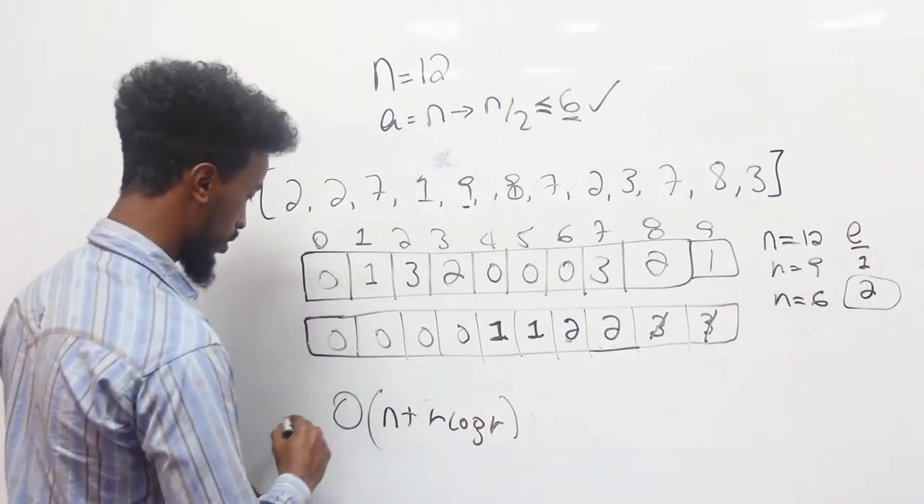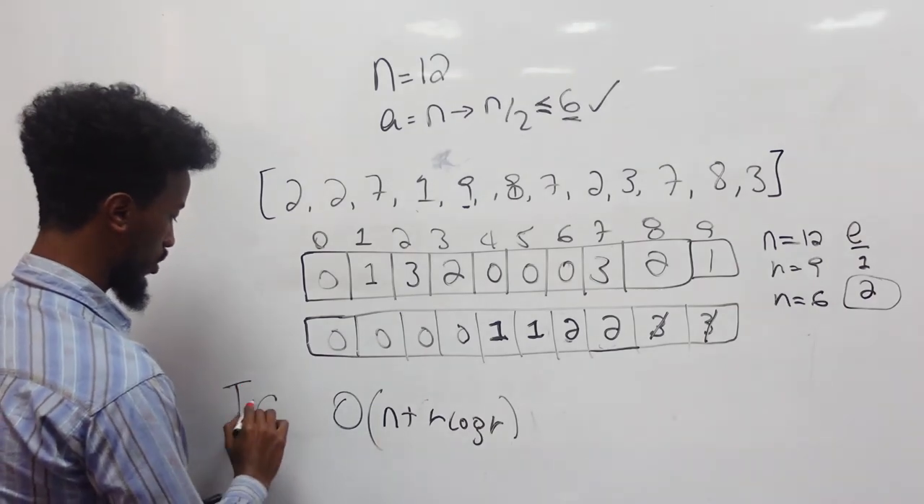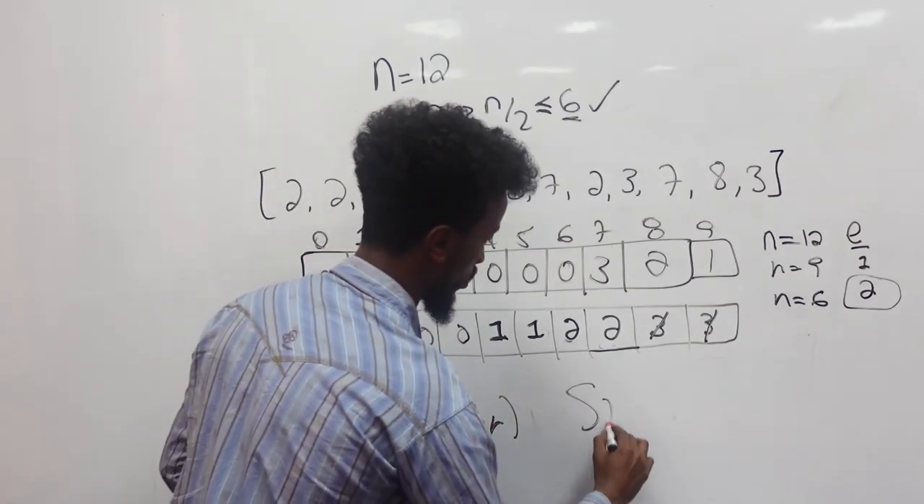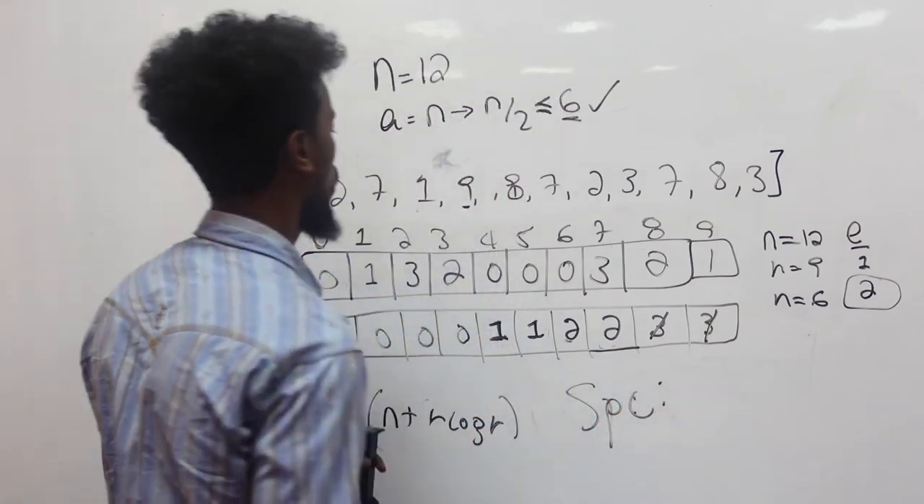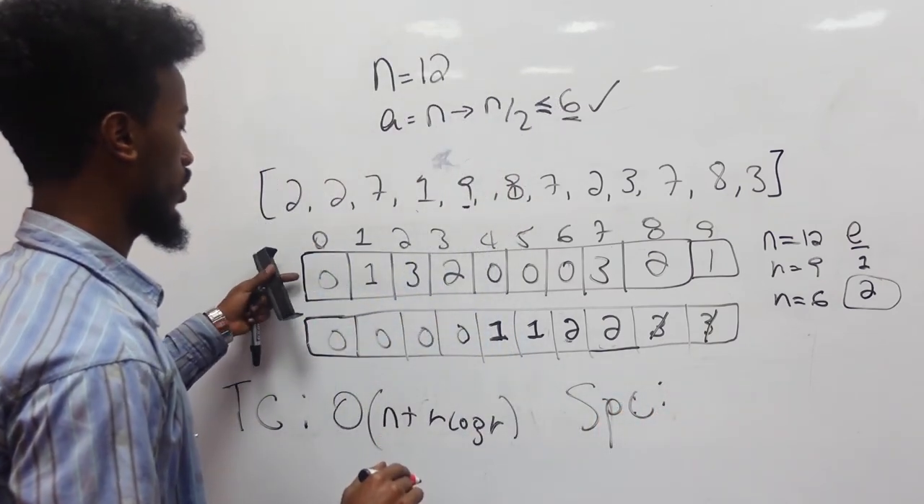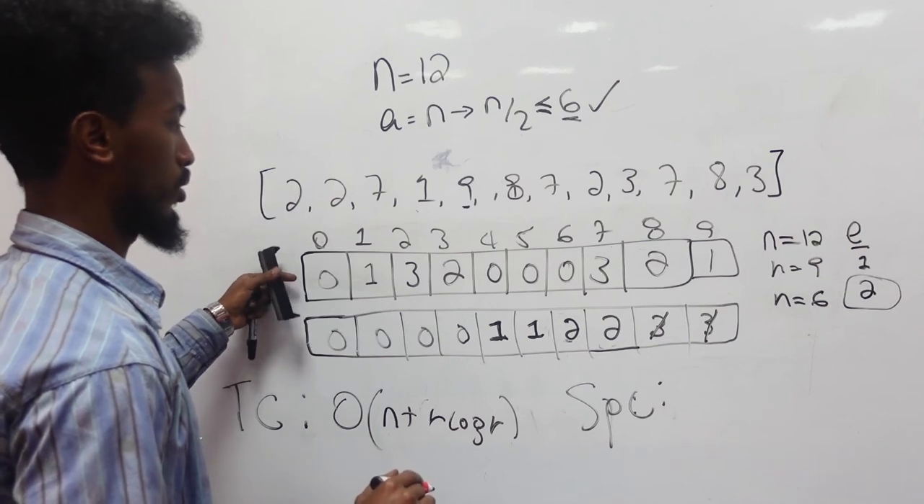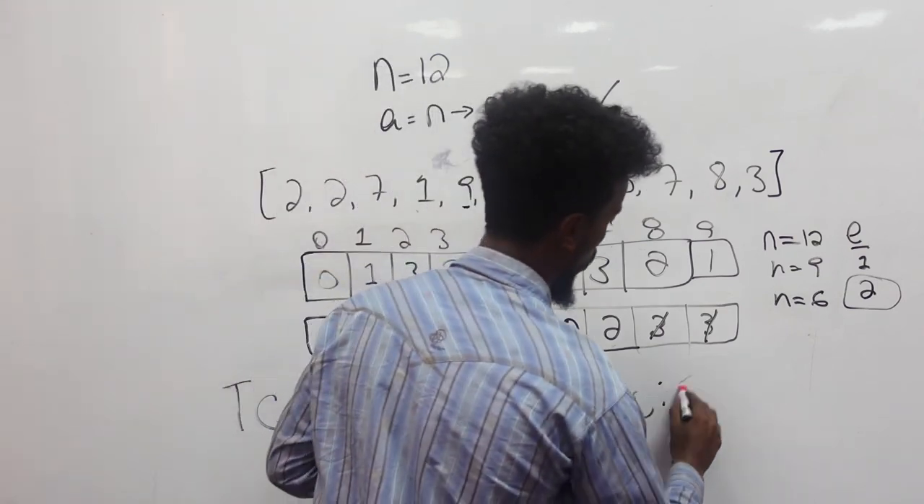And the space complexity: we create a new array which is of size r, and we sort it, so this is O of r.